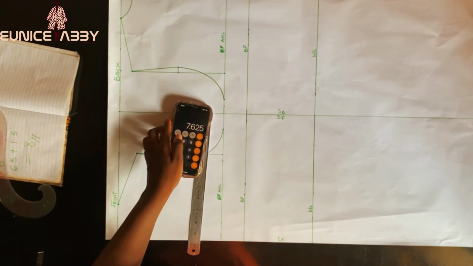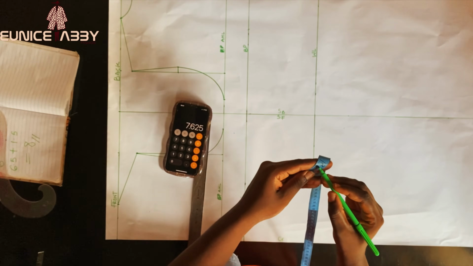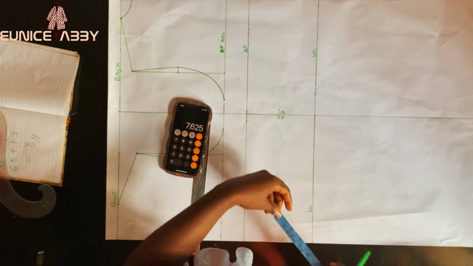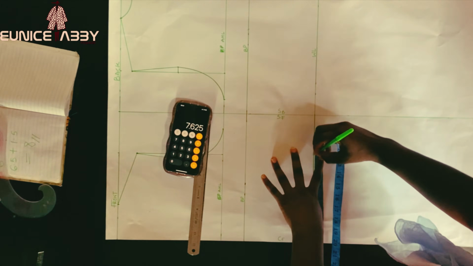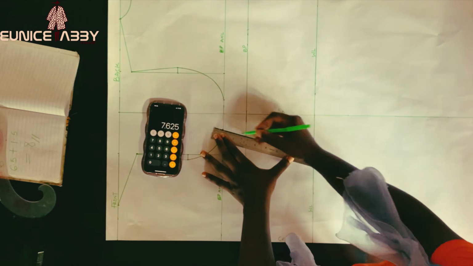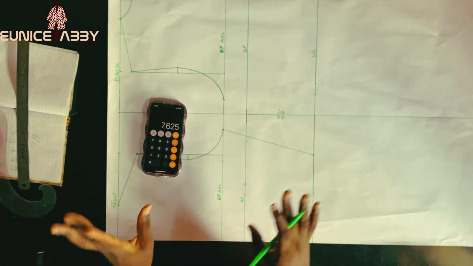Next, I went ahead to divide my waist circumference by 4. 30.5 divided by 4 gives 7.625, which I marked. After which, I used my ruler to connect from the waist to the armhole area, just as shown.